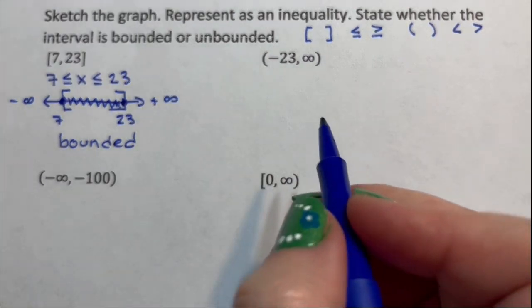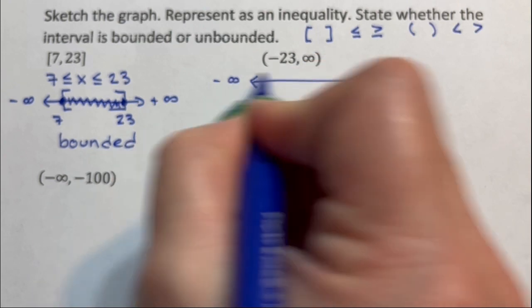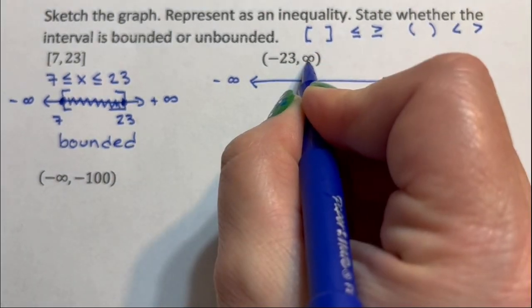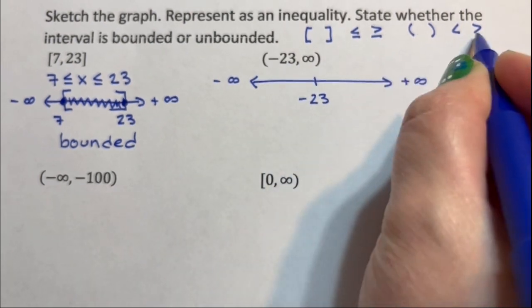All right, I'm going to do this one in the correct order. So I'm going to do my number line. I'm going to put negative infinity to positive infinity. I see my positive infinity. I'm going to put a negative 23. That says it doesn't equal.